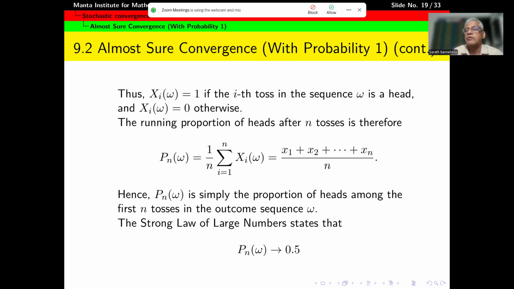For a Bernoulli random variable, expected value is equal to p, where p is the probability of a success. So if you are tossing a fair coin, it will be 0.5. Therefore, in this case also, we can show that the sequence P_n converges to 0.5 almost surely, right? So that is again a particular case of the strong law of large numbers, where X1, X2, X3, and so on are zeros and ones.